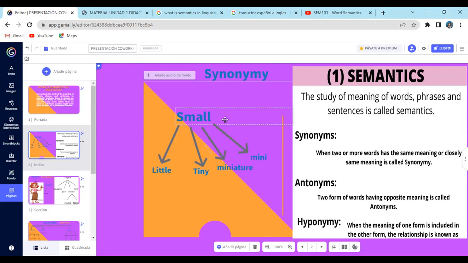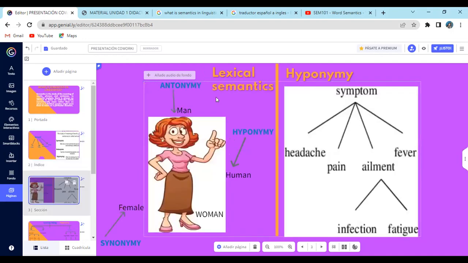No, teacher. Okay, okay. Here I have two examples. It is lexical semantics because I am describing the picture and this is the word woman. But the synonym of woman is female. The antonymy of woman is man because antonymy is the contrary. I don't know if you know what antonymy is, because if you don't know, I'm going to explain to you.